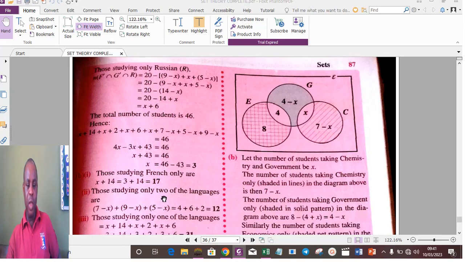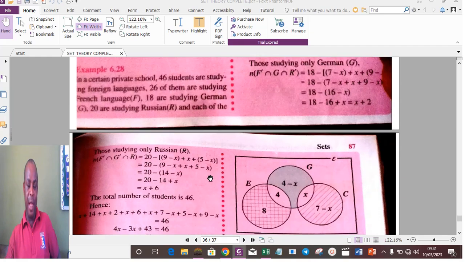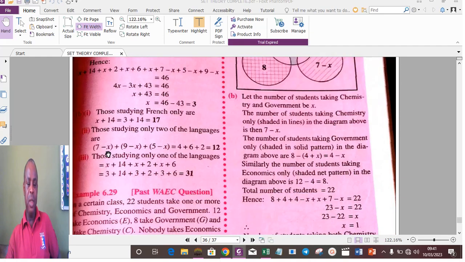Now those studying only 2 of the languages, see here, this guy is studying only 2 of the languages, this guy too, and this guy too: 1, 2, 3. So you add them together, that will be 7 minus s plus 9 minus s plus 5 minus s. We have gotten this to be 4 plus 6 plus 2, which gives you 12.